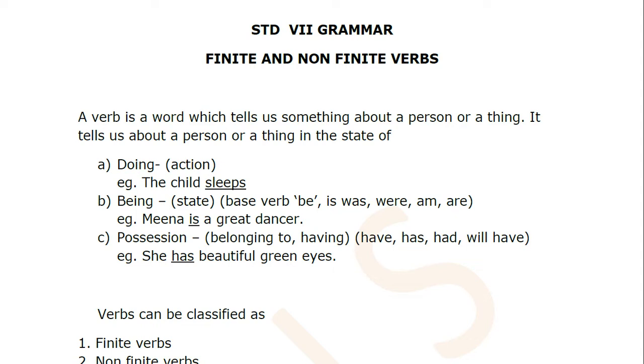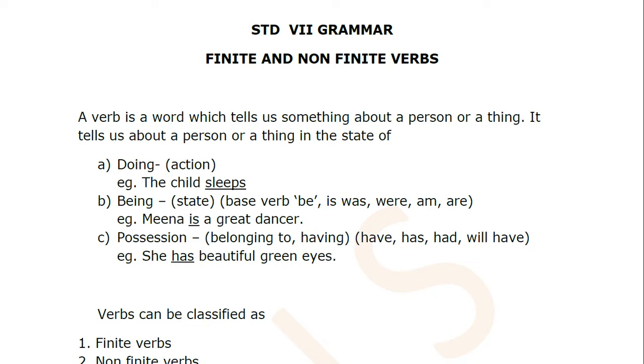You can't say to singing, to singed, or to sang, or to sings. You can add to only to the base verb. So you add your base verb and to. That is called a base verb, the verb from which the other verbs are made. Let's see the example. Meena is a great dancer. So is your main verb, which indicates a state in which the person is.